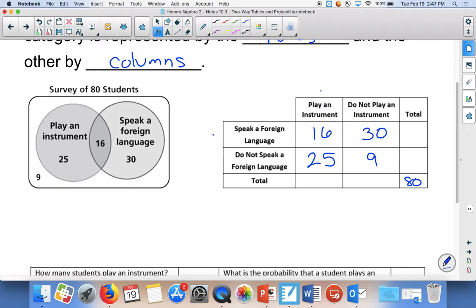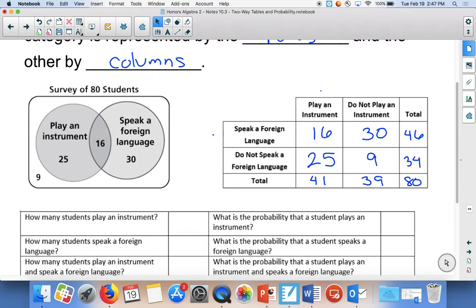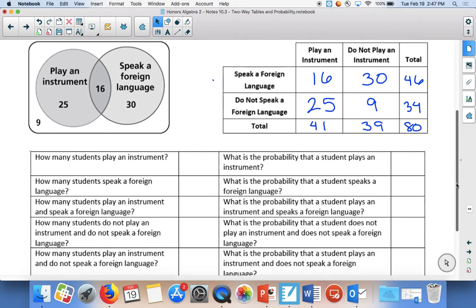And then obviously add everything up. So the total for playing an instrument is 41, not playing is 39, speaking a foreign language is 46, not speaking a foreign language is 34. Okay, so that's taking the information from the Venn diagram and filling it into the table. Hopefully that makes sense. I'm going to scoot this up a little bit. Okay, so take a second and fill out the corresponding table here. Answer the left-hand side first with how many students, and then we'll look at the probability. So take a second, read the table, fill in those numbers.